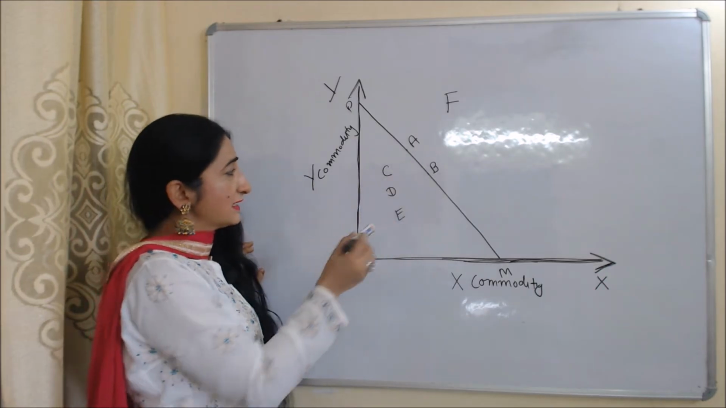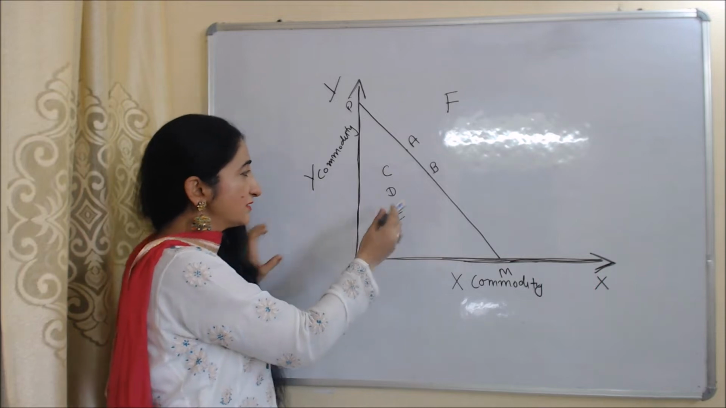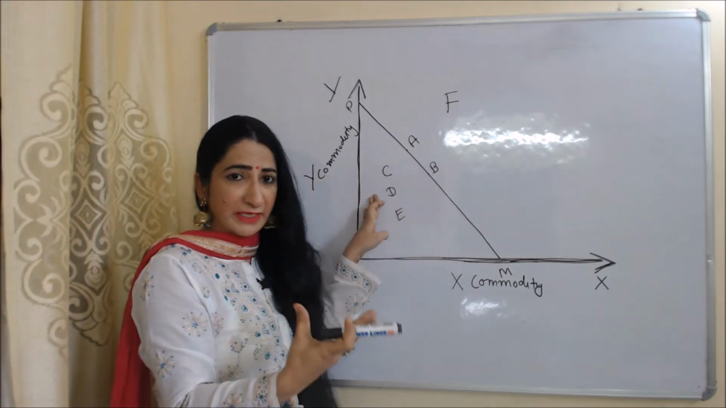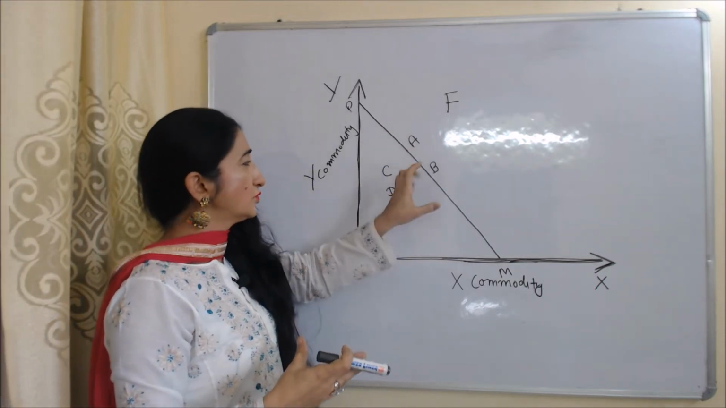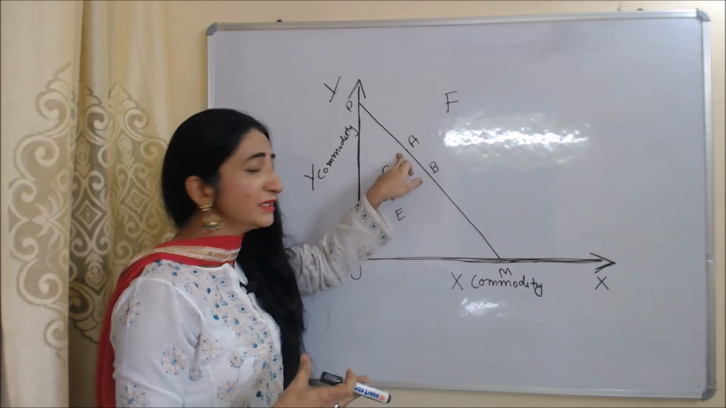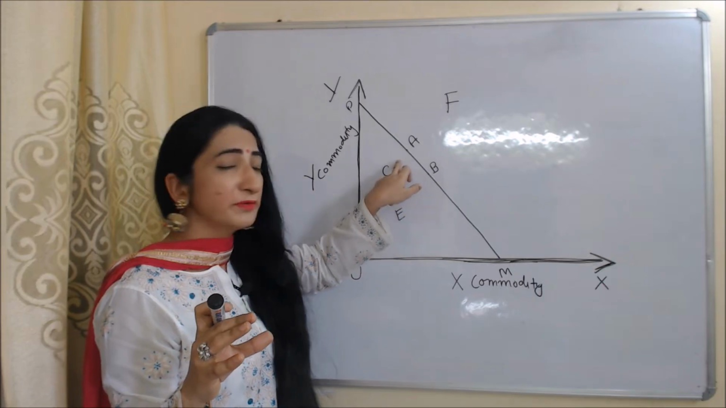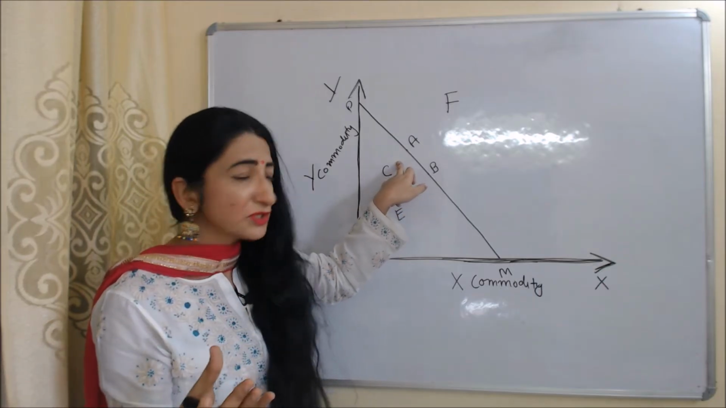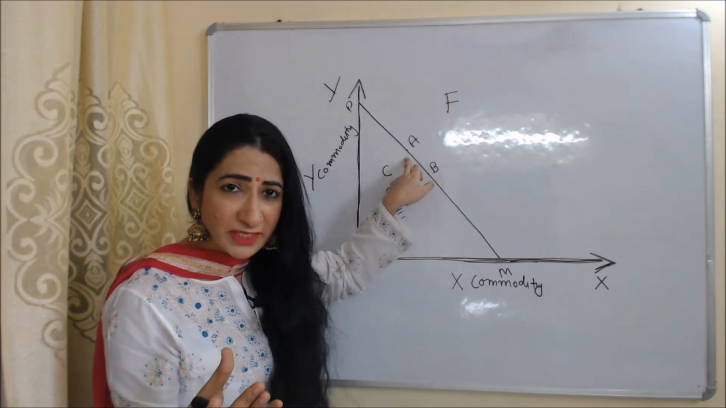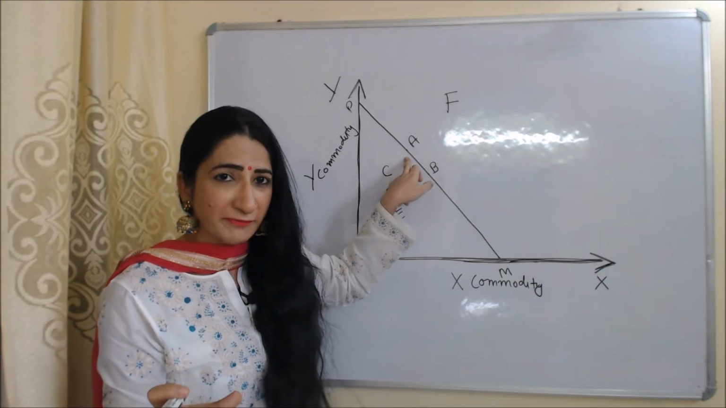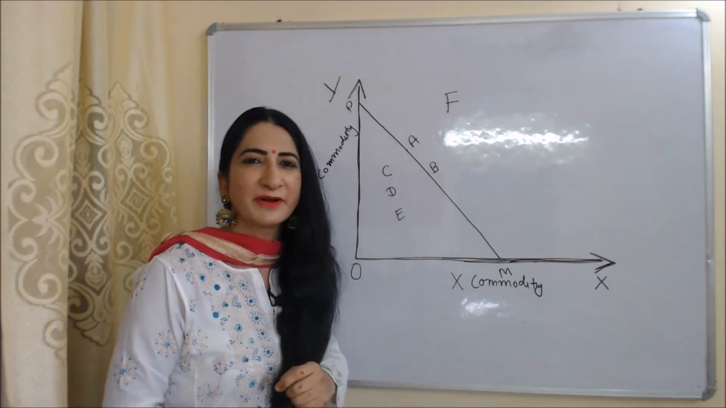But he will not select C, D and E combinations because these combinations are inferior, and the consumer will choose A combination over B combination. The selection of A combination over B combination will reveal his preference, and this is our revealed preference theory.